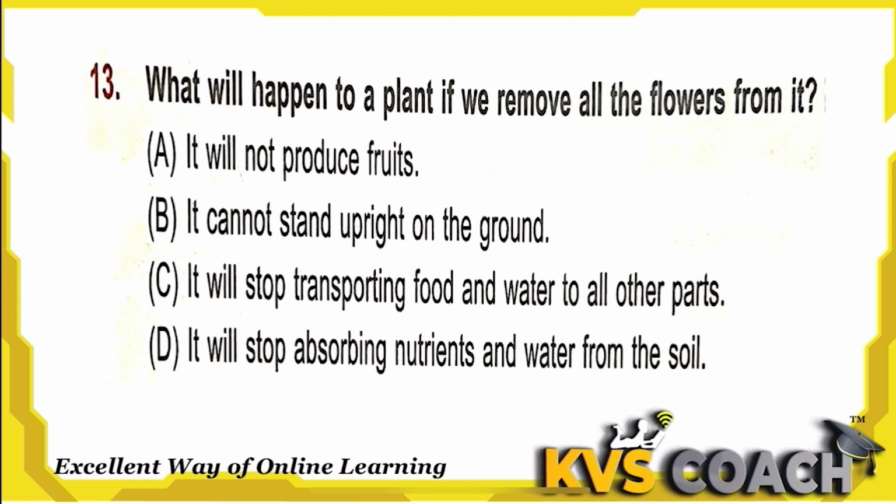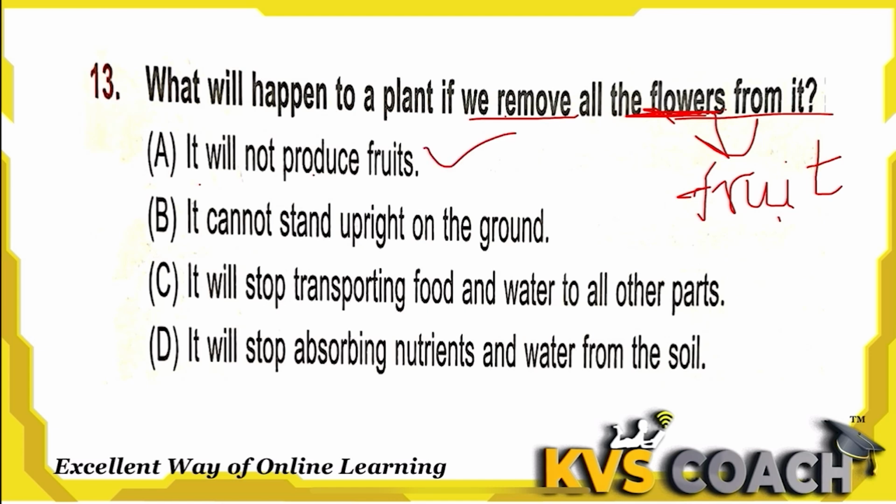Next is, what will happen to a plant if we remove all the flowers from it? From flowers we get fruit. Only flowers change into fruit. If a plant doesn't have flowers, it cannot produce fruit. So let's check our statements. It will not produce fruit. Right. It cannot produce fruit because fruit is produced only by the flowers.